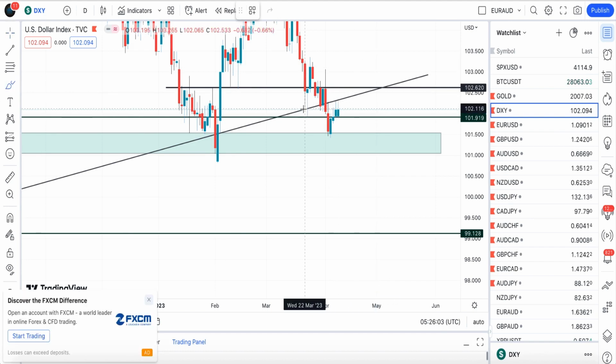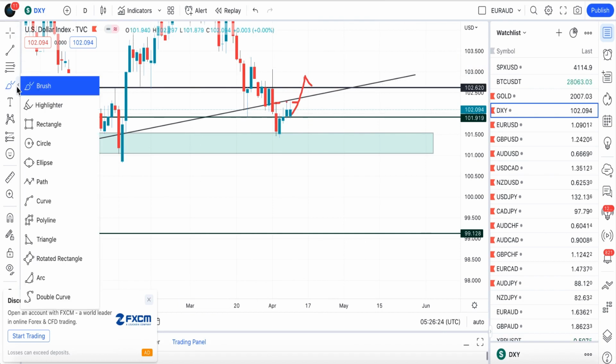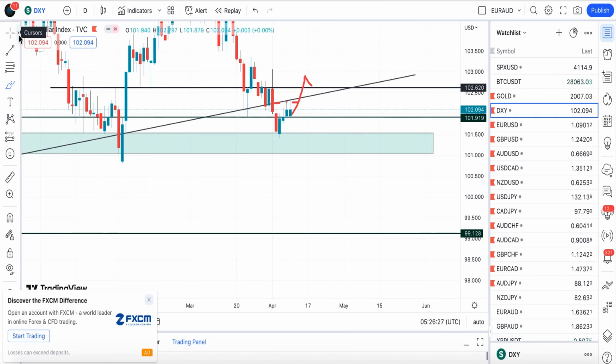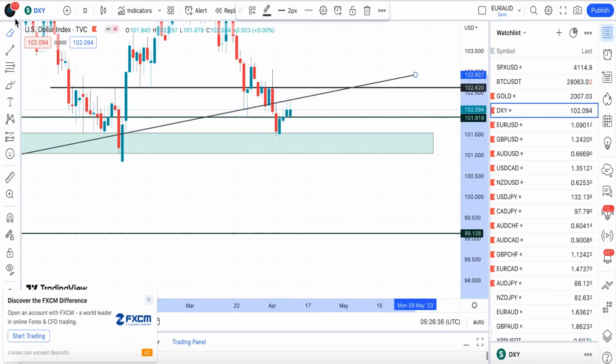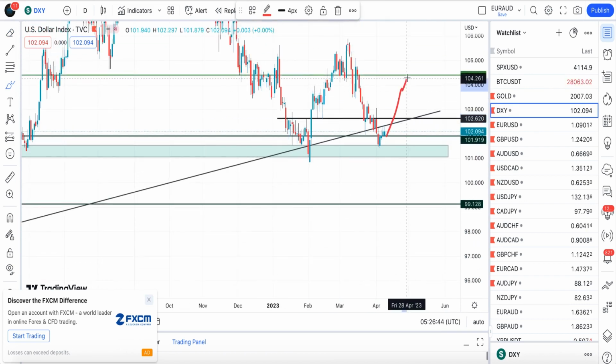Looking at the DXY, as you can see, we have a weak rejection candle at this particular area, which means that it didn't close above this particular resistance area. So this means that there is still room for more downside movement on the DXY. So we are still going to short the DXY. But if the CPI now comes out better than expected, we should see a move to the upside. We should see it breaking this level, and then maybe hitting this particular level right there.